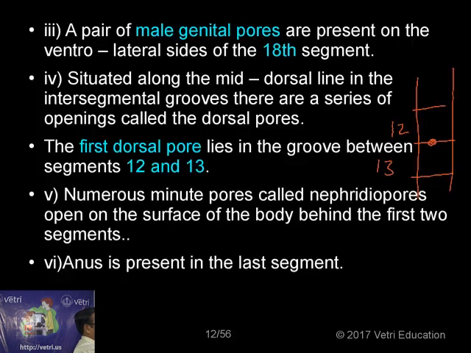There is one opening present in the mid-dorsal line between 12 and 13, and onwards till the end of the body we have pores. As these pores are found on the dorsal side, they are called dorsal pores. The first dorsal pore is found between the segments 12 and 13. This is the dorsal pore, the shaded region. The first dorsal pore lies in the groove between segments 12 and 13 and is continuously present in the intersegmental grooves.